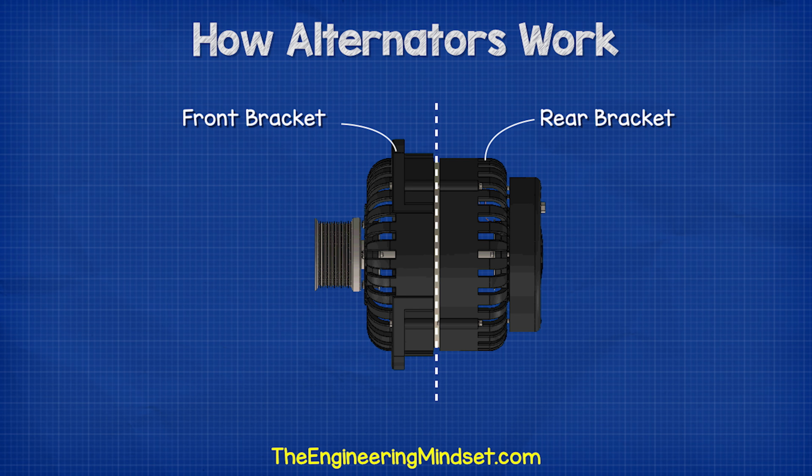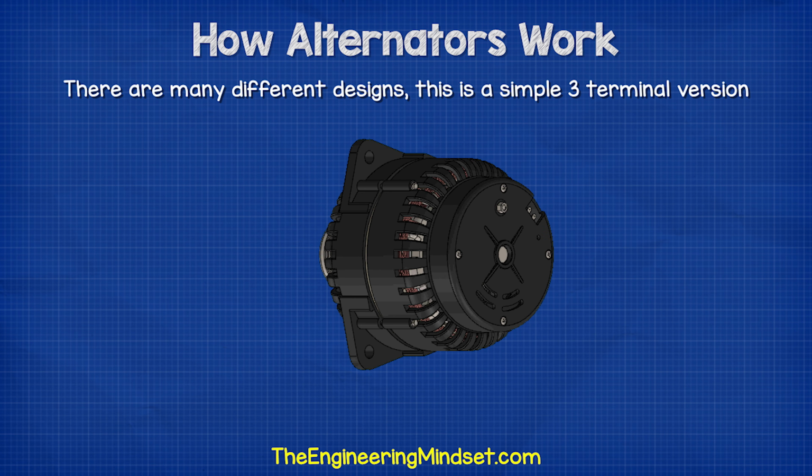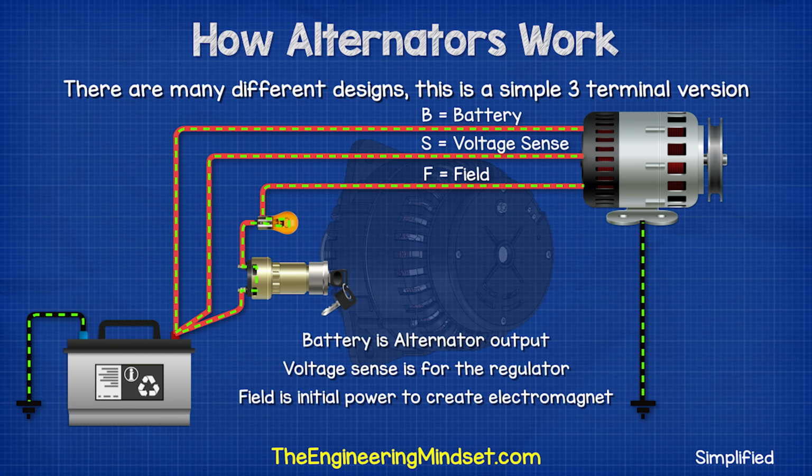There are some slots cut into the casing to allow air to pass through and remove the unwanted heat which is generated. At the back of the unit, we have the electrical connections. There are many different designs, but this is an example of a simple 3-wire design with an internal regulator and rectifier which has the following terminals.